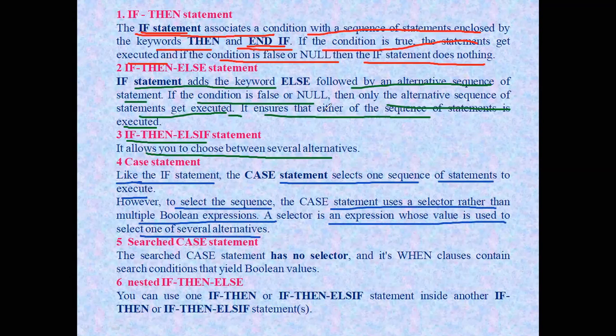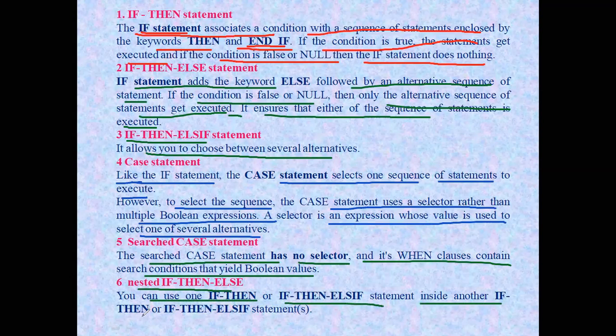A selector is an expression whose value is used to select one of several alternatives. Then if we talk about the searched CASE statement, the searched CASE statement has no selector. In this, you will not have a selector, and its WHEN clauses contain search conditions that yield boolean values. Next is nested IF THEN ELSE. Nested IF means you can use an IF THEN inside another IF THEN. In that case we say nested IF THEN ELSE. So you can use IF THEN or IF THEN ELSE statements inside another IF THEN or IF THEN ELSE statement. In that case you will call it a nested IF THEN ELSE statement.